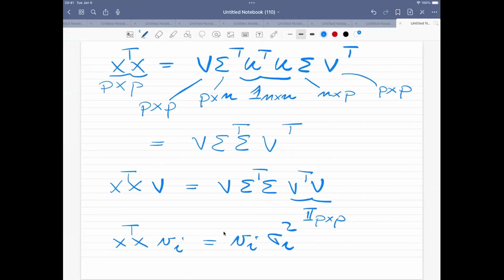Eigenvalue problem, right? So what does this mean? It means that the eigenvalues of the matrix X transpose times X are given by the singular values, which are all larger than 0. Now, we also said that this matrix here is proportional to the second derivative of the cost function we had, the mean squared error.